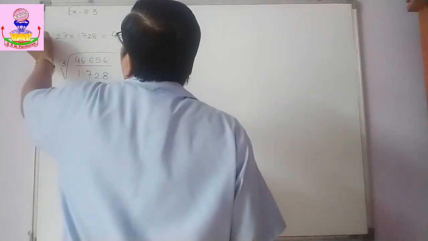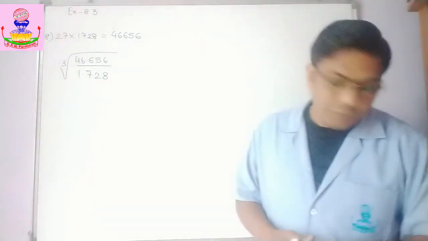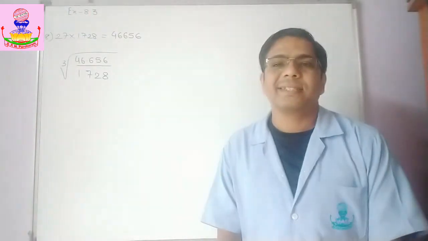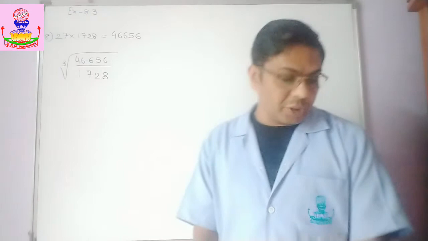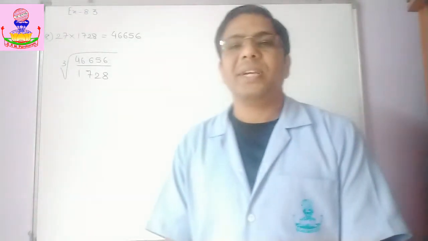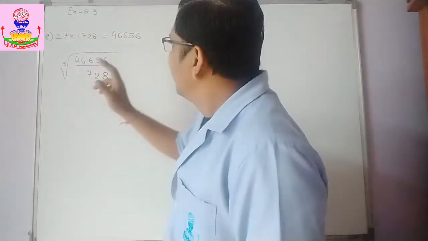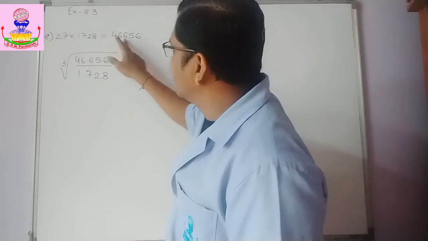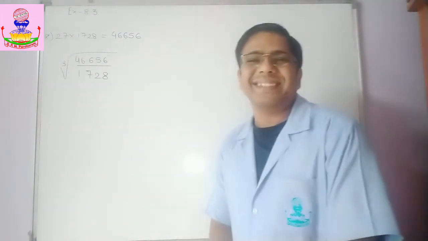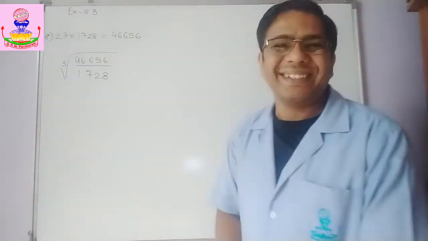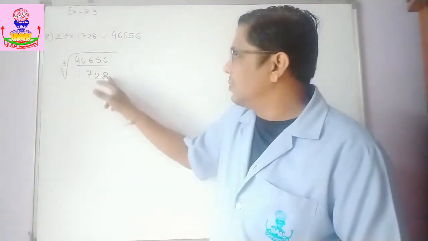The number is the 8th example. 27 into 1728 is equal to 46,656. And you have to find the cube root of 46.656 upon 1.728. Now here, what to do? Simple thing. I know that if 46,656 is divided by 1,728, what am I going to get? 27. So I know the answer 27 is going to be there. So how to get it?